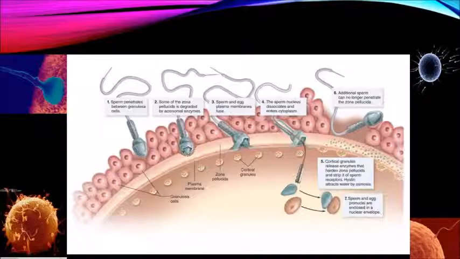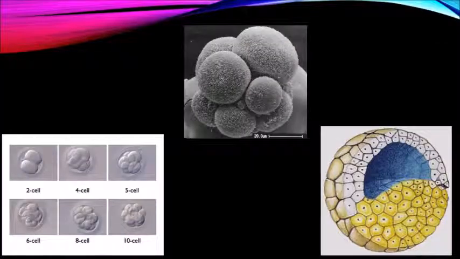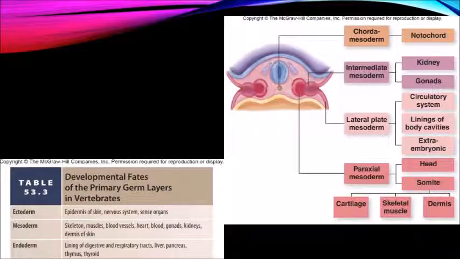The 3rd step in animal development is gastrulation. This forms the 3 primary germ layers: endoderm, mesoderm, ectoderm. The endoderm is the innermost of the 3 primary germ layers of the embryo. It forms the digestive tract and its derivatives.